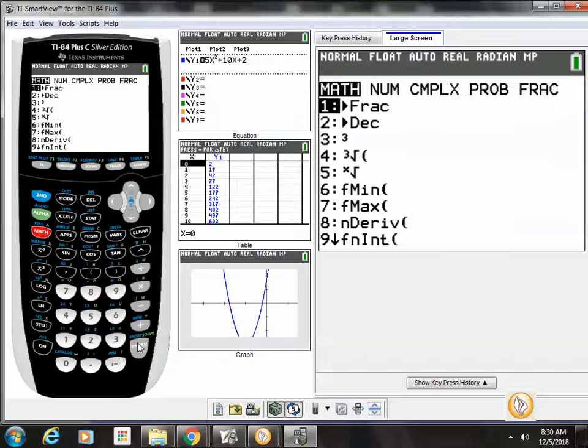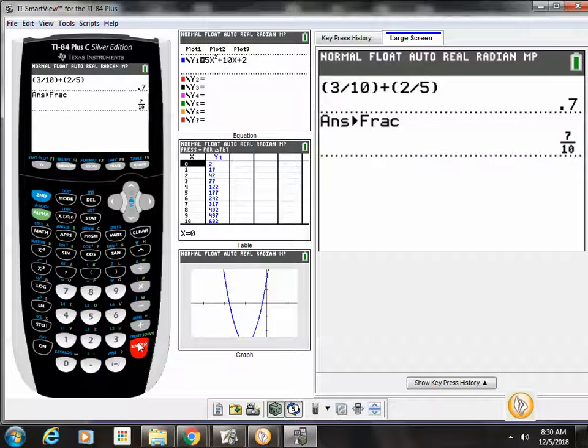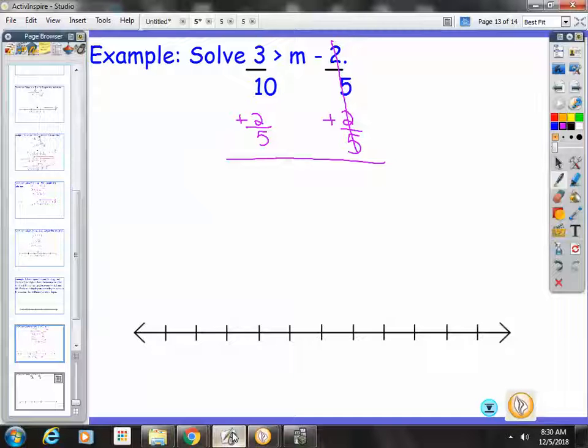I'm going to go to math and fraction. I'm leaving this as a fraction this time. 7/10. Did you get 7/10 also? So I'm writing it down as 7/10 is greater than m. Now in the very next step, let's flip sides. Let's say m is less than 7/10.